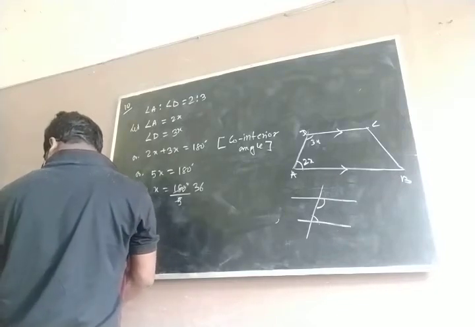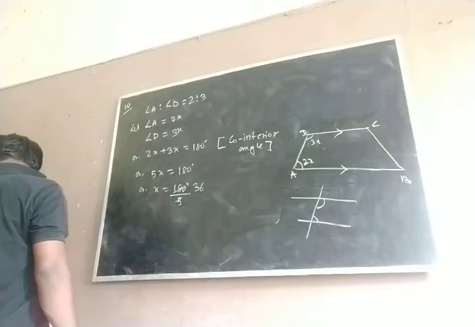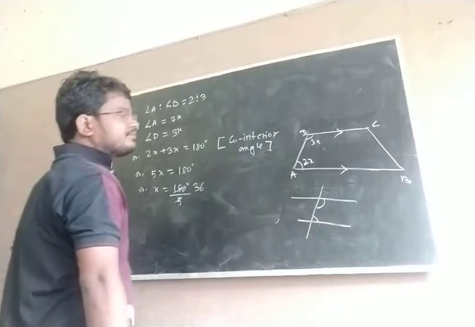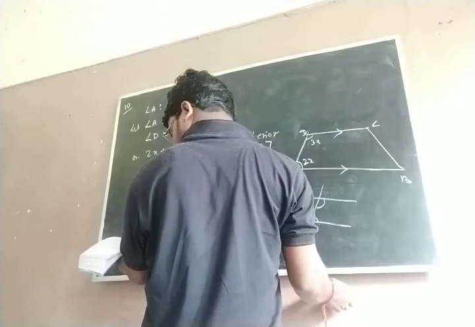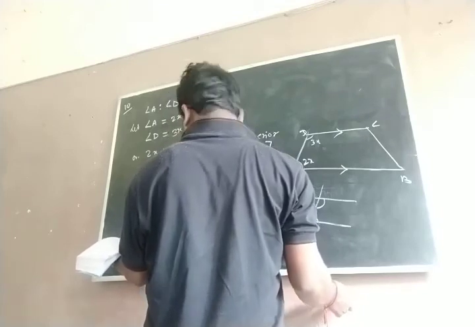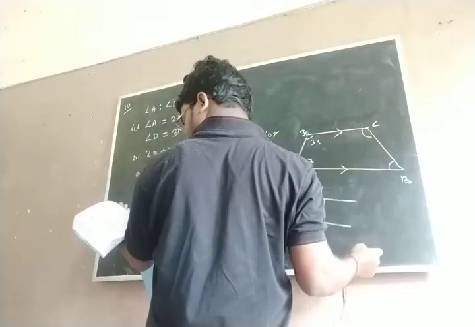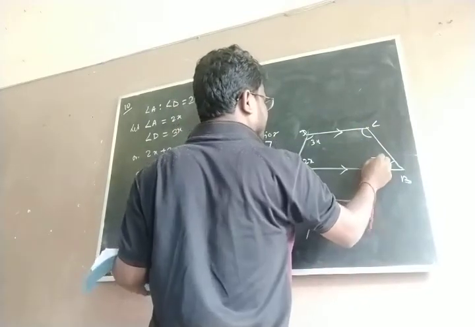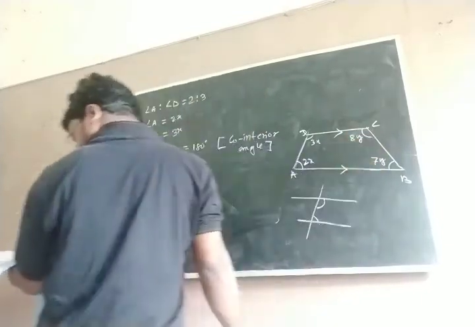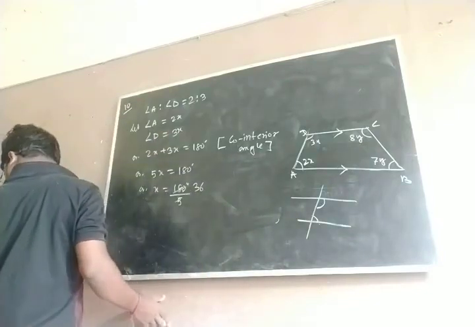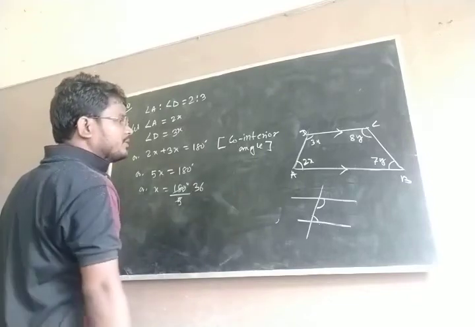Now, angle B is to angle C. Same way, 7 is to 8. Angle B is to angle C, 7 is to 8, so 7y, 8y. Then you have to measure. Same way you have to measure.